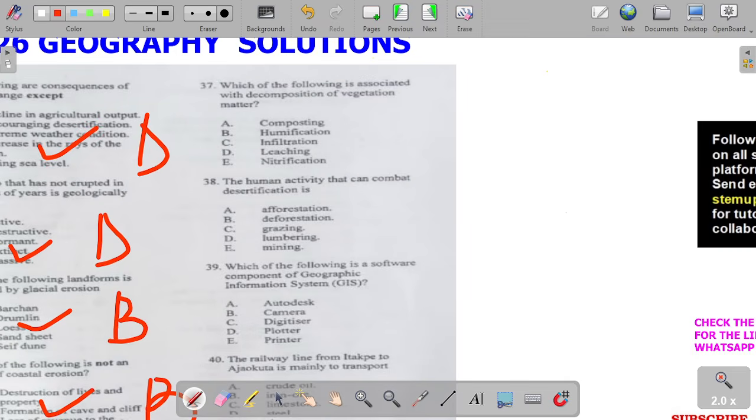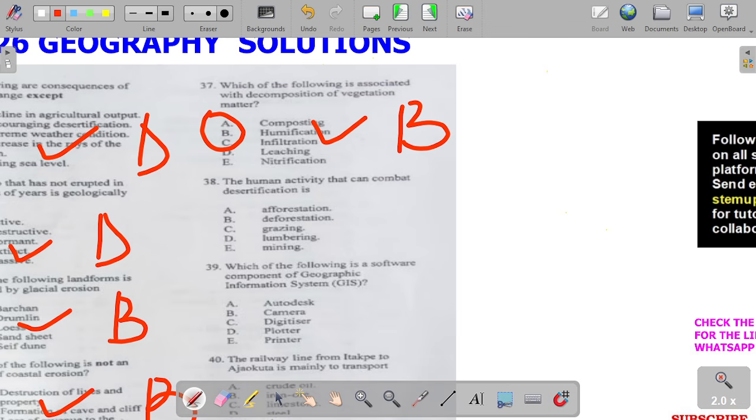37. Which of the following is associated with deposition of vegetable matter? Composting, humification, infiltration, leaching, nitrification. 37 is B, humification.